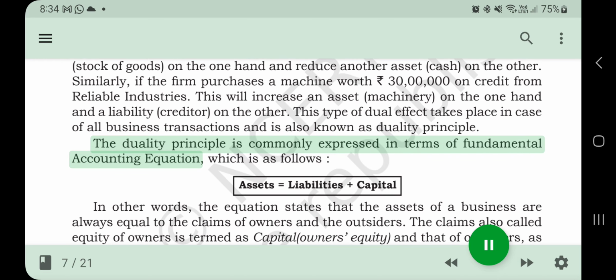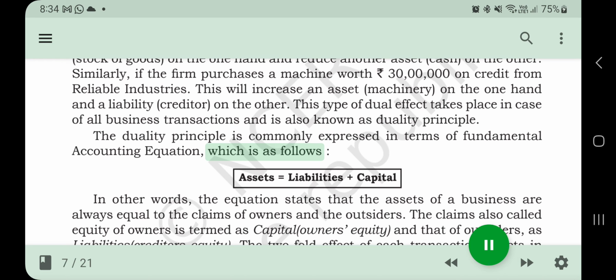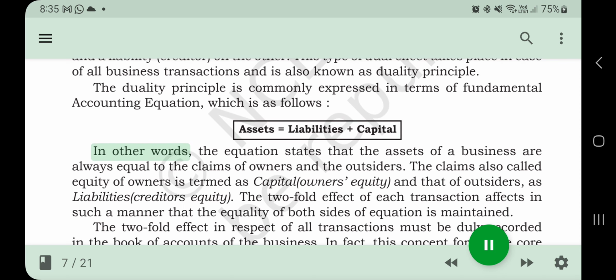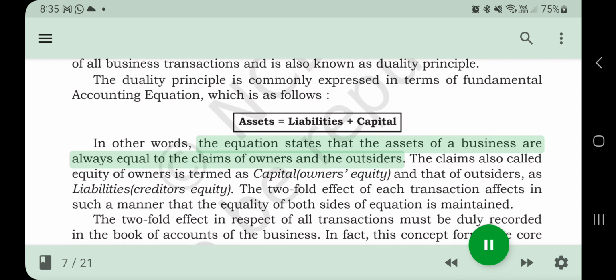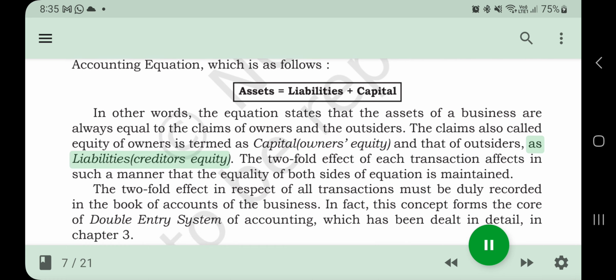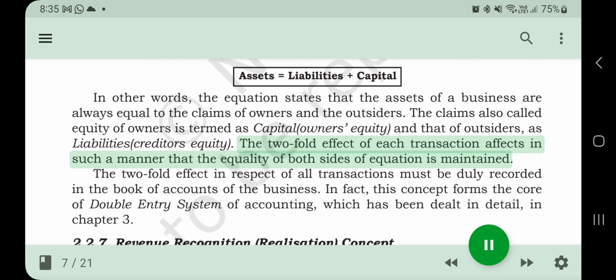The duality principle is commonly expressed in terms of the fundamental accounting equation, which is as follows. Assets equals liabilities plus capital. In other words, the equation states that the assets of a business are always equal to the claims of owners and the outsiders. The claims, also called equity, of owners is termed as capital, owner's equity, and that of outsiders, as liabilities, creditors' equity. The twofold effect of each transaction affects in such a manner that the equality of both sides of the equation is maintained.